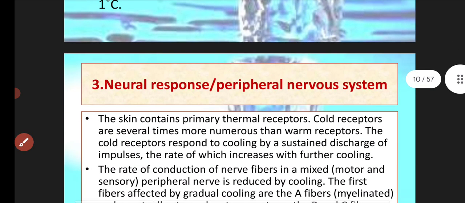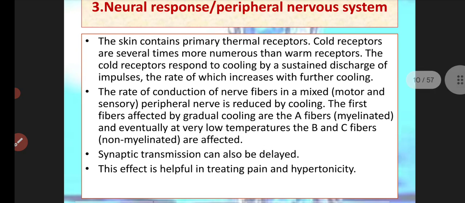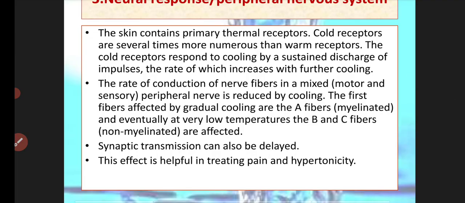Number 4 is the neural response or peripheral nervous system. The skin contains primary thermoreceptors. Cold receptors are several times more numerous than the warm receptors. The cold receptor responds to cooling by a sustained discharge of impulses, the rate of which increases with further cooling. The rate of conduction of nerve fibers in mixed, motor or sensory peripheral nerves is reduced by cooling. The first fibers affected by gradual cooling are the A fibers, which are myelinated, and eventually at very low temperature the B and C fibers, which are non-myelinated, are affected.